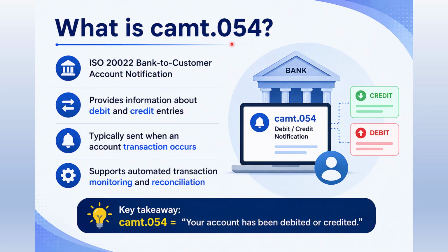Camt.054 is an ISO 20022 bank-to-customer account notification message. It provides information about debit and credit entries occurring on a customer's account. Unlike a payment initiation message, camt.054 is used to notify the customer about an account transaction. In simple terms, camt.054 means your account has been debited or credited.